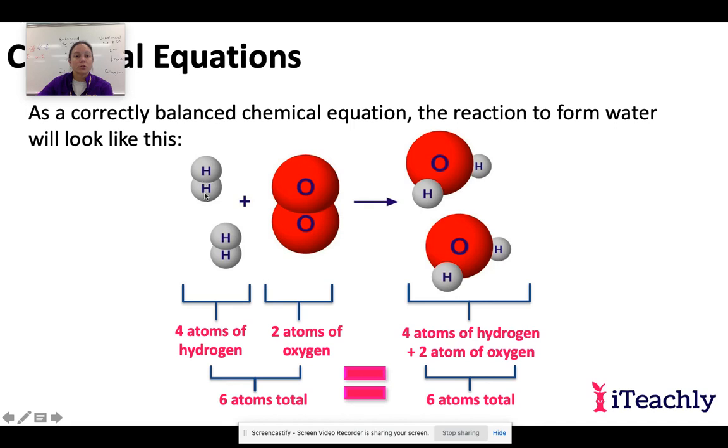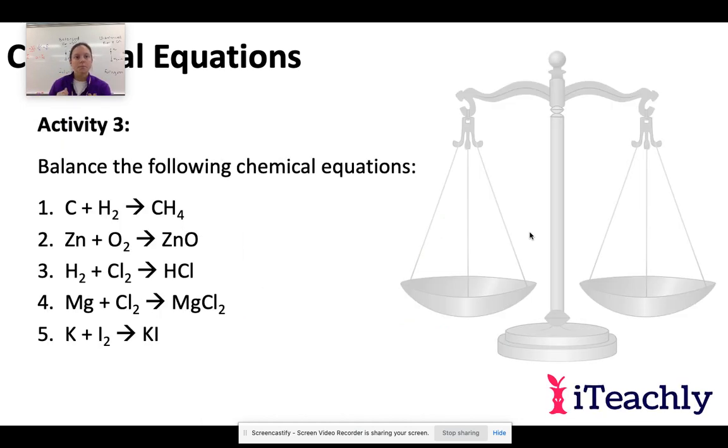So here I have my 2, notice 2H2 plus 1O2 yields 2H2O. Notice I have 1, 2, 3, 4 hydrogens. 1, 2, 3, 4 hydrogens. How many oxygens? 1, 2, 1, 2. Total of 6. Total of 6. Thumbs up. It's all set. So here are some practices that I want you to do and try out for yourself and see how you do.